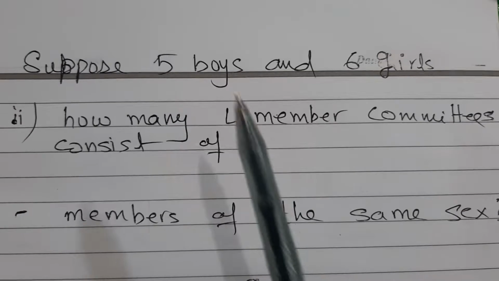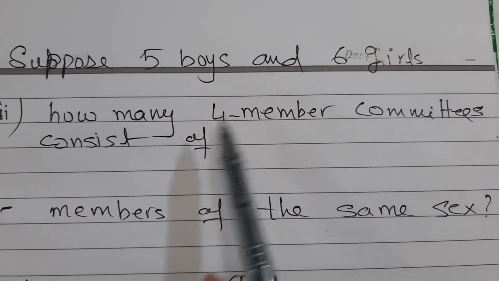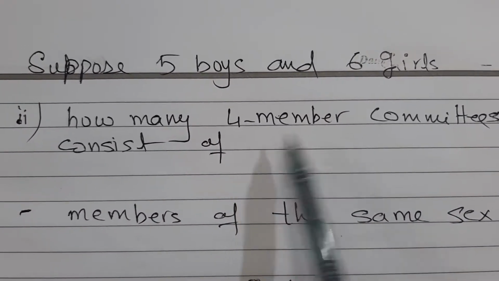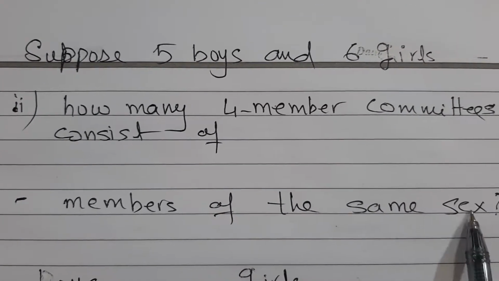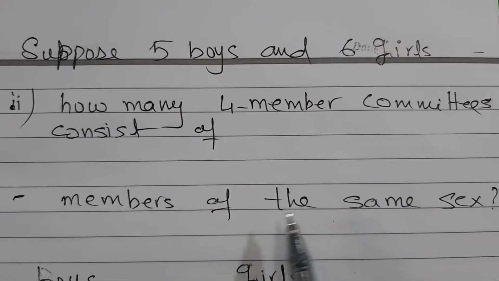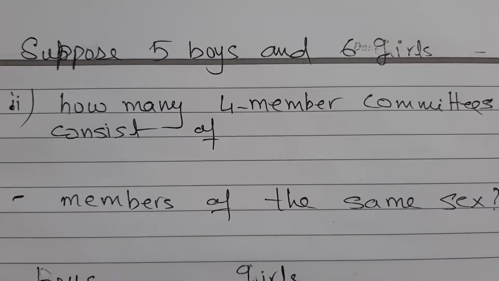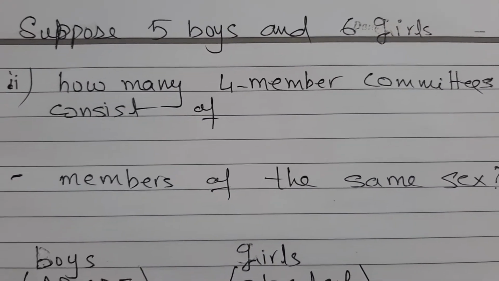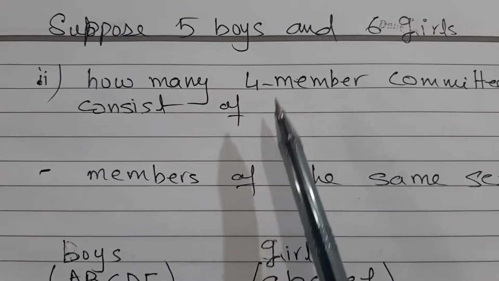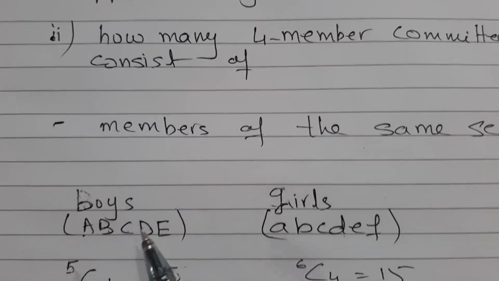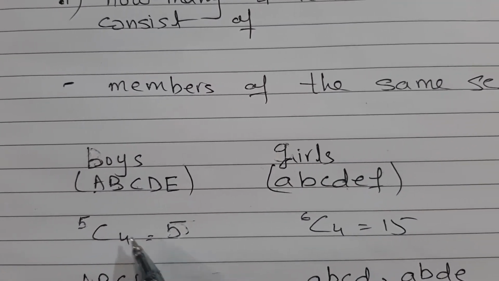Now for example, I have 5 boys and 6 girls and I have to make a committee of 4 members, right? And I'm saying the members should be of the same sex. So either the members are all boys or the members are all girls. Okay, so now how many boys do I have? 5 boys, and I have to make a committee of 4 members. So I can take 5C4.